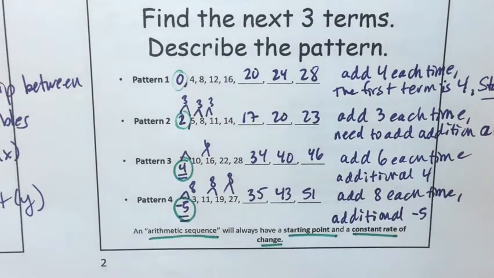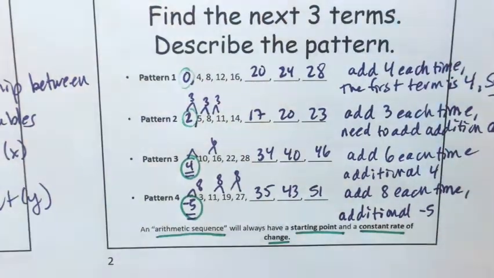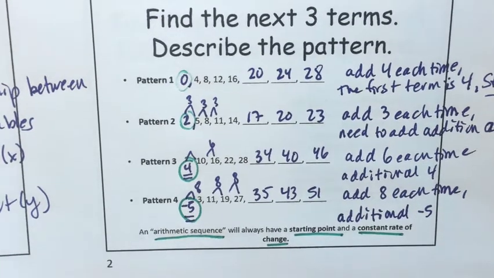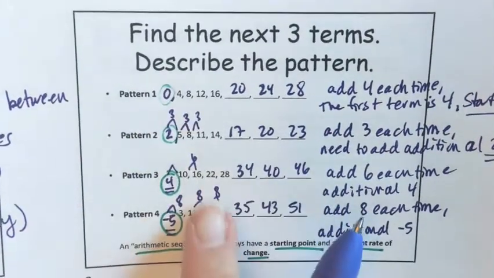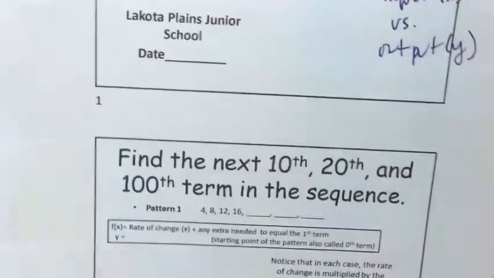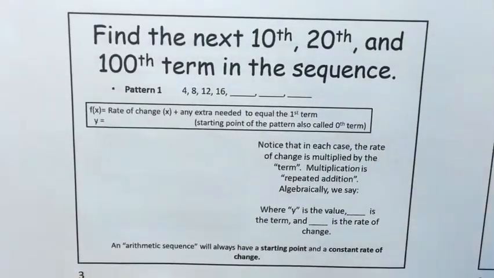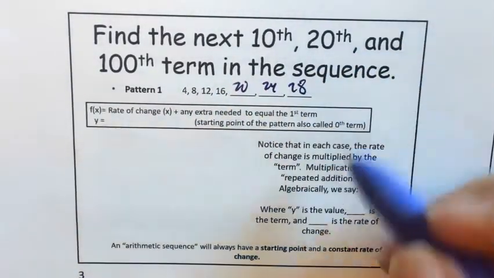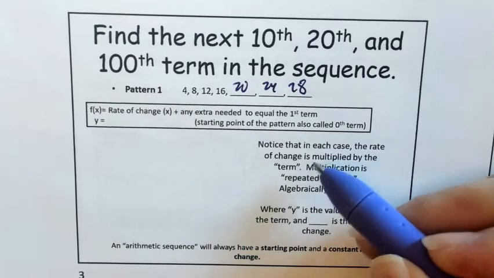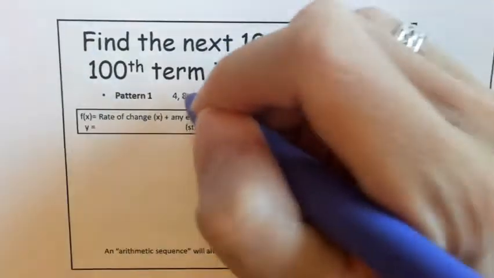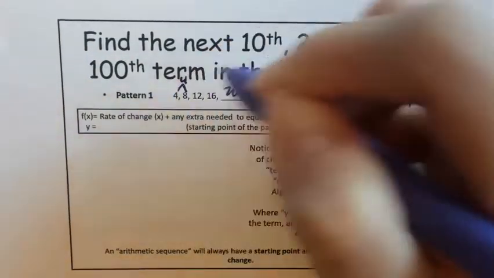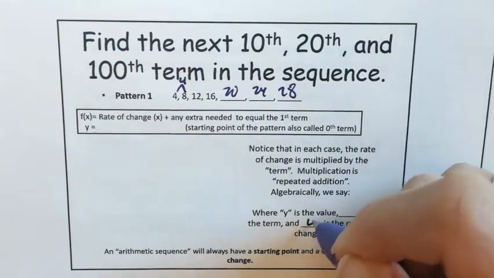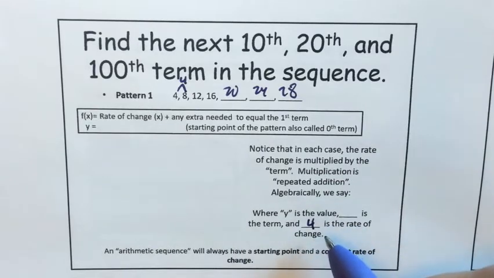What we're going to do now is take each pattern and make an equation out of the pattern. So I'm taking the first one. We've already done this. It was 20, 24, 28. And notice in each case, the rate of change is what is changing between each number. In this case, it's 4. So my rate of change is 4.